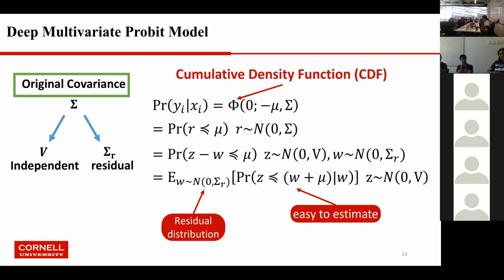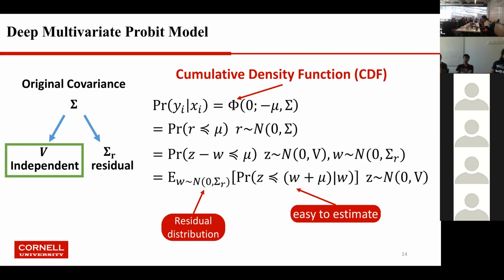The key idea of our sampling method is to decompose the original covariance matrix into two parts. One part is an independent part, V, which is a diagonal matrix, and the other part is called the residual covariance, an arbitrary covariance matrix. Recall the original probability P(y_i | x_i) can be formalized as the cumulative density function of a high-dimensional multivariate normal distribution. This is the probability that R is smaller than or equal to mu, where R is sampled from a Gaussian distribution with zero mean and covariance matrix sigma.